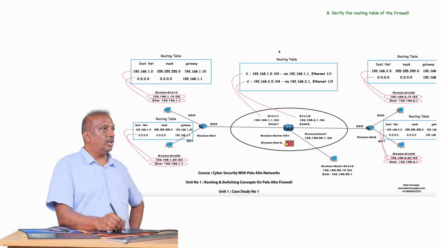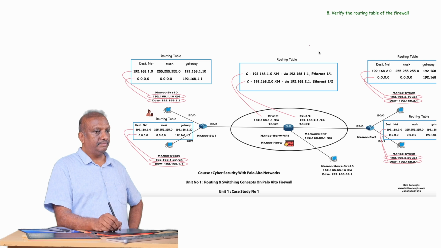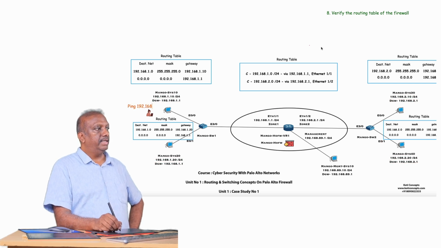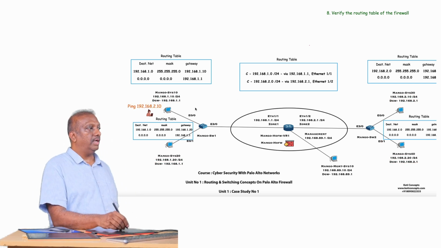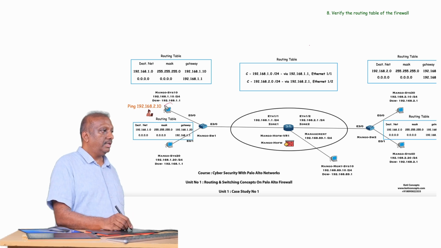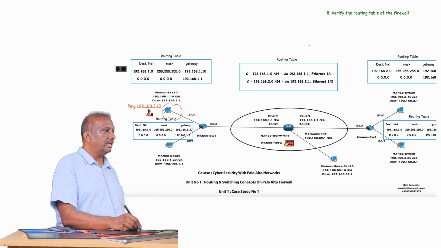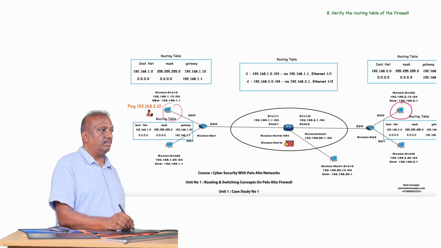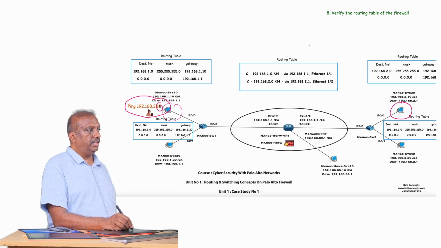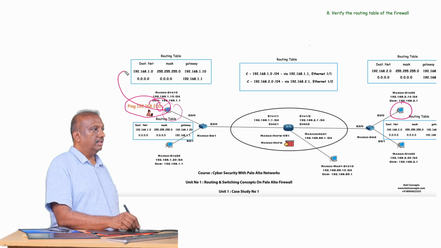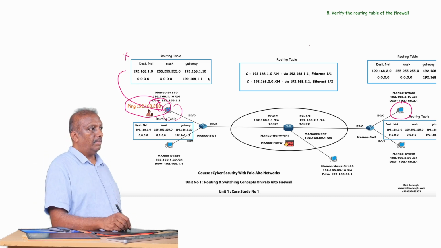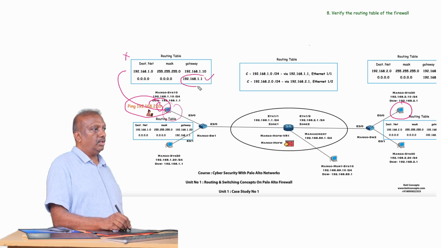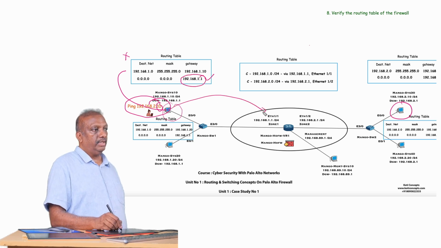What's the next task now? The next task is I want to ping from 1.10 to the policy system 2.10. So I give the command ping 2.10, right? Then what happens? This is the routing table. A specific route is not there for 192.168.2.0, so it applies the default route. Sends to whom? 1.1. The packet goes to 1.1.